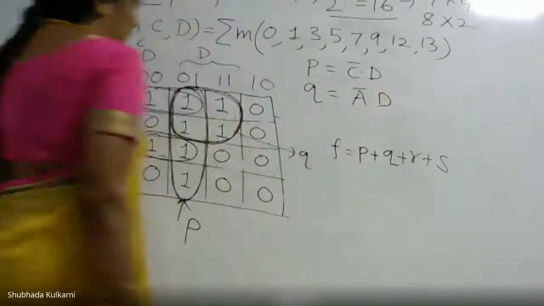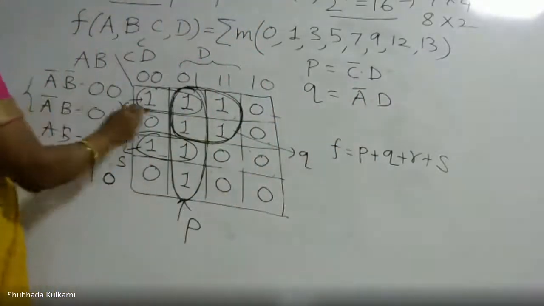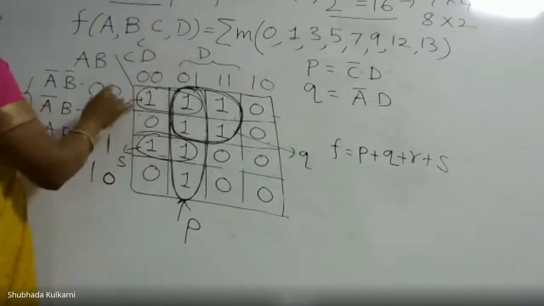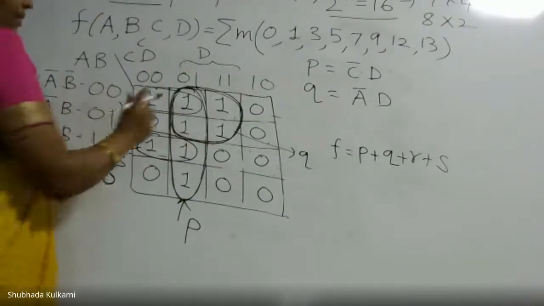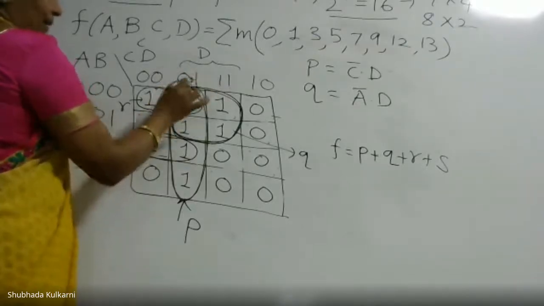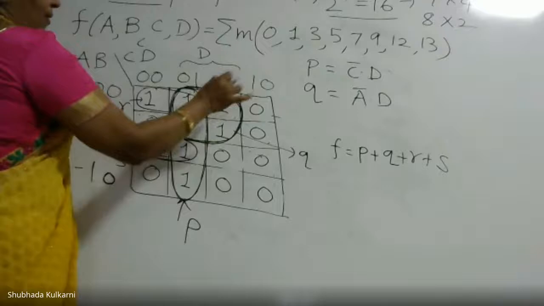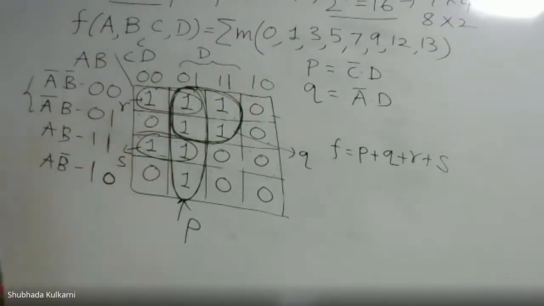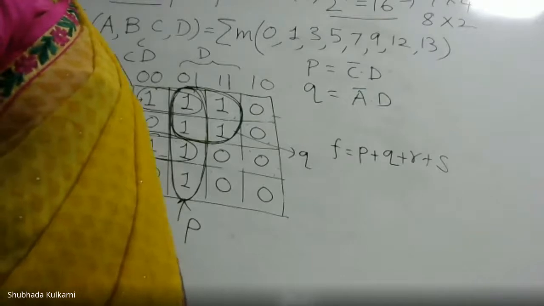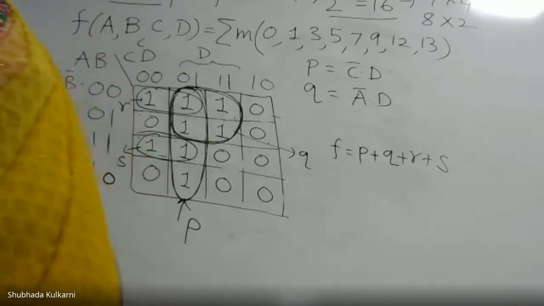How did I get this expression? Row side, A is 0, 0. So A bar. B is changing, so it is removed. Column side, C is changing, so it's eliminated. D is constant 1, 1. So it is D. A bar D. It's a chord, it eliminates two variables, and the final expression is A bar D.